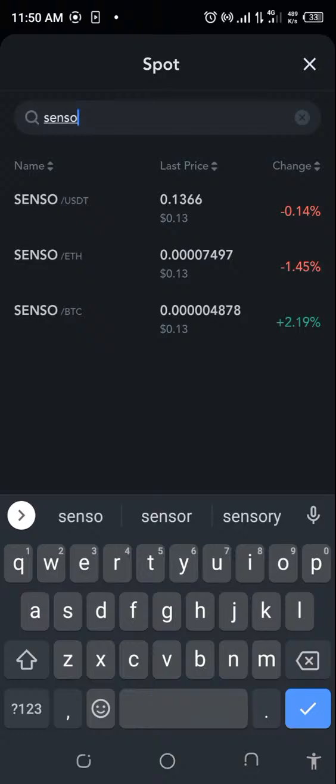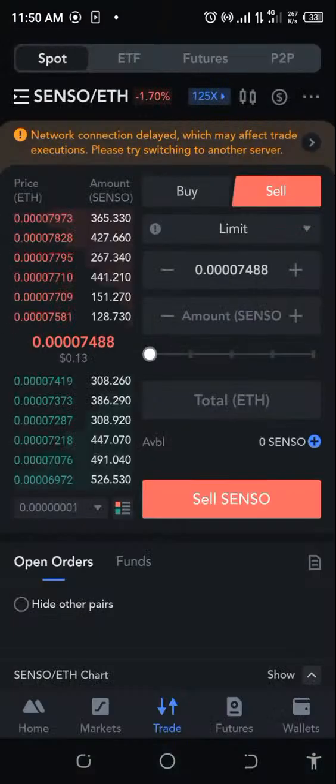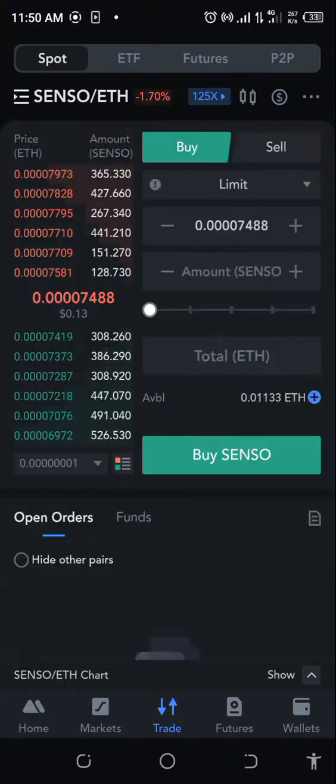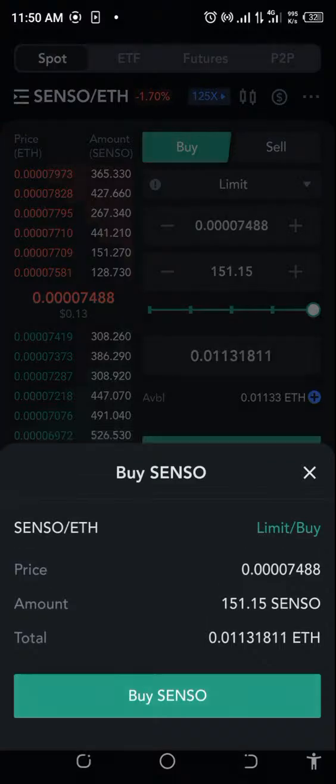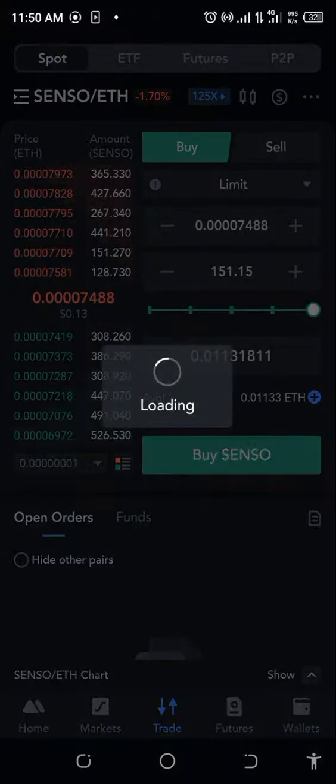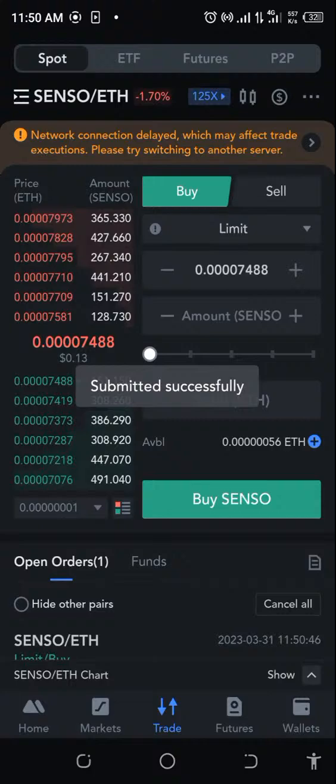Senso USD, Senso ETH. Don't forget it was Senso ETH. Okay, so we need to buy 100%. Good, good. I hope this is gonna work. I hope we wouldn't be put in the queue. Let's try and see. Oh, we are definitely in the queue.